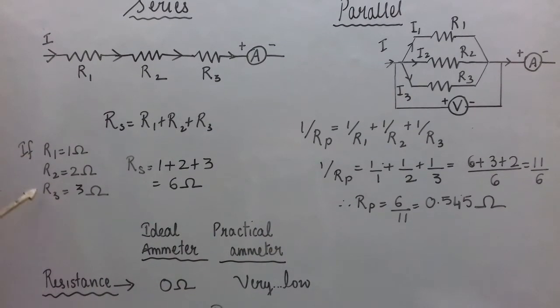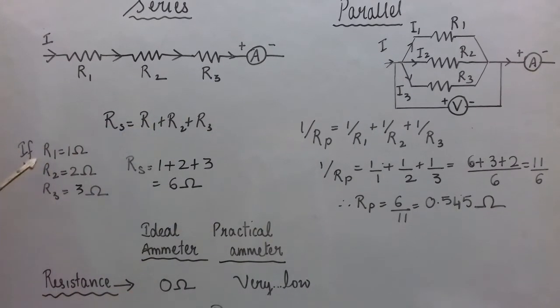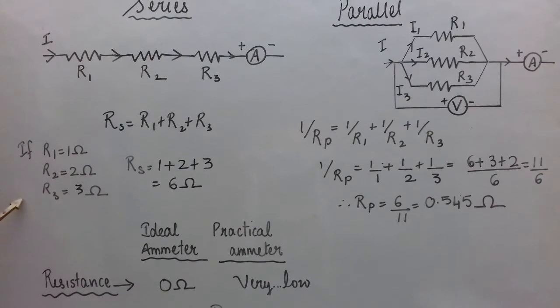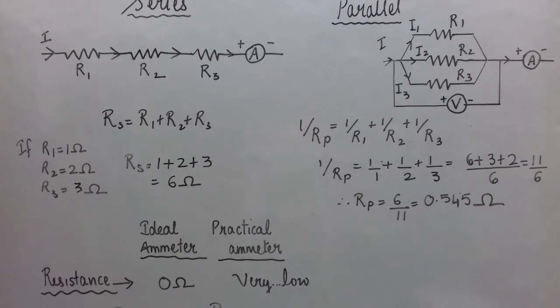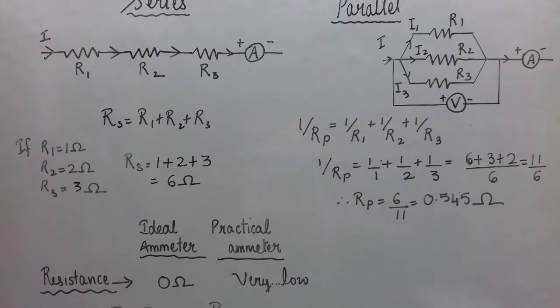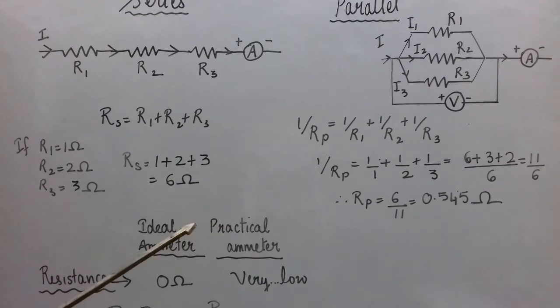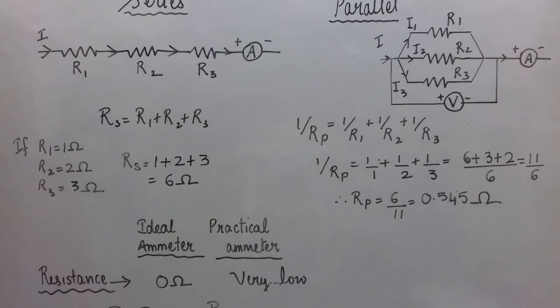When we look at the values of the three resistors, the minimum is 1 ohm, and Rp is smaller than the least value of resistance in the combination. So we can consider that a parallel combination is used to reduce the resistance in the circuit and hence to increase the current, because current and resistance are inversely proportional to each other. Okay, I hope this is clear to you.